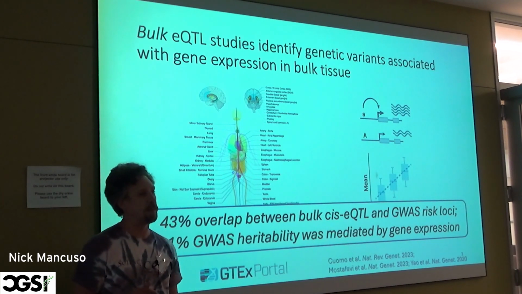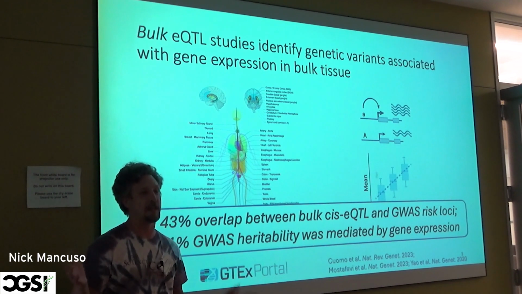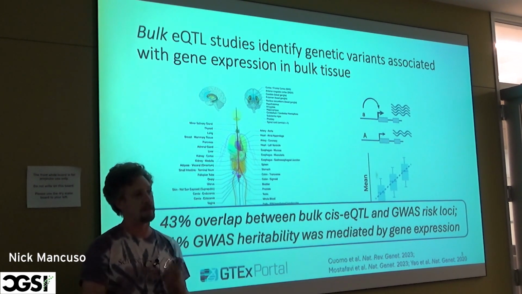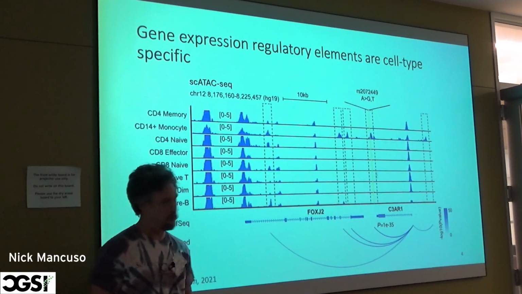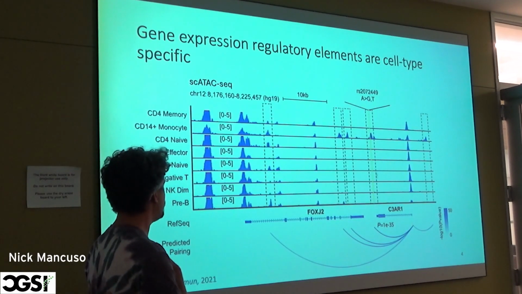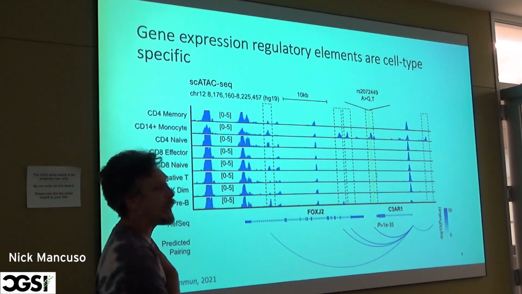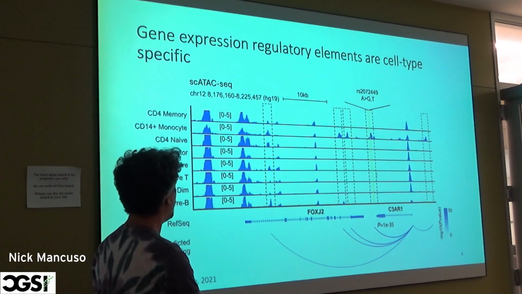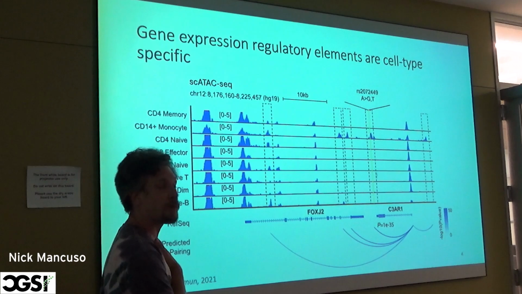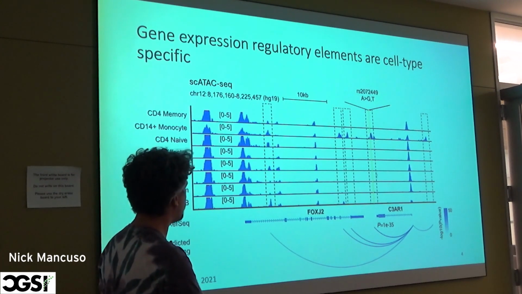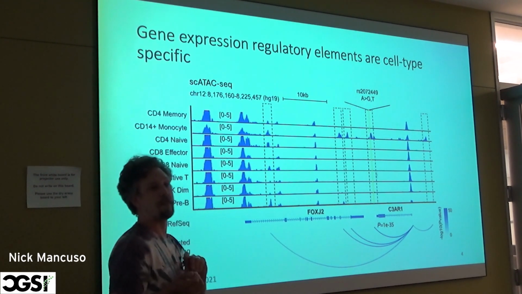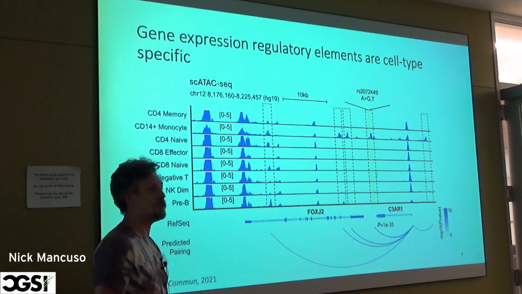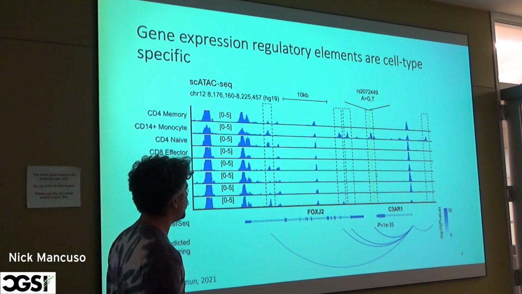Okay, and so really then, we were missing the context, right? Like in a general sense, whether it's the cell type or some time point. And so, one of the things that we also have a lot of evidence for is that gene expression regulatory elements are often cell type specific, right? And so what we have here are single cell ATAC-seq measuring accessibility across the genome and various blood cell types.